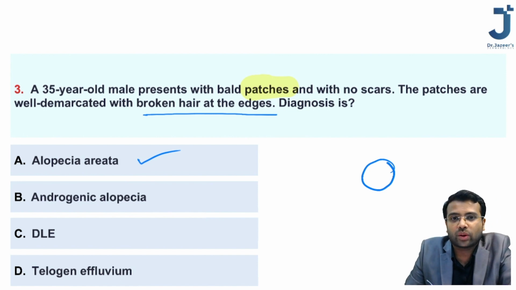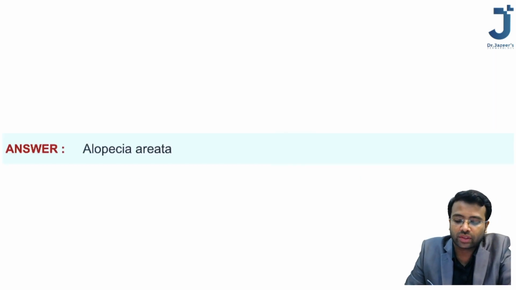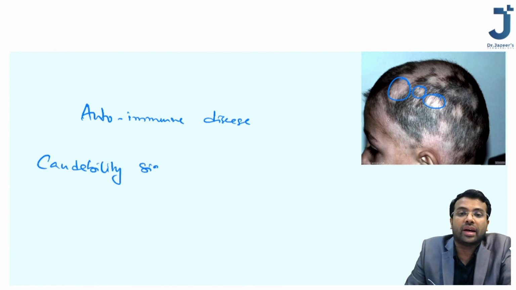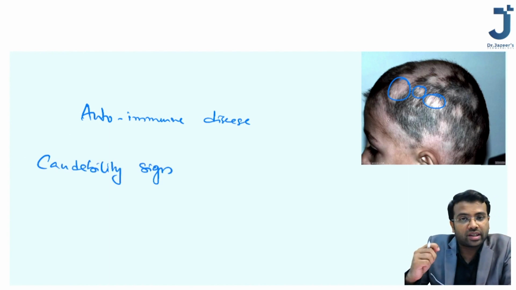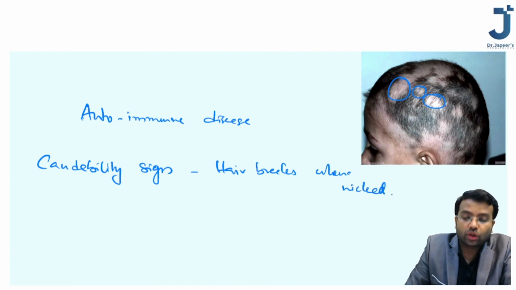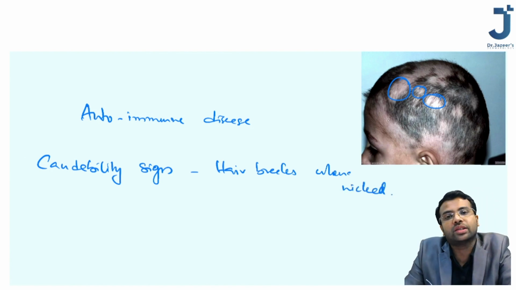This is actually called by another sign. The name of the sign is the coudability sign. Coudability sign means the hair is going to break when it is pulled. The hair breaks when pulled. So this is called the coudability sign, and this sign is also positive in alopecia areata.